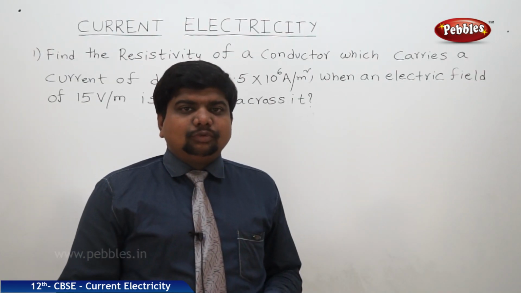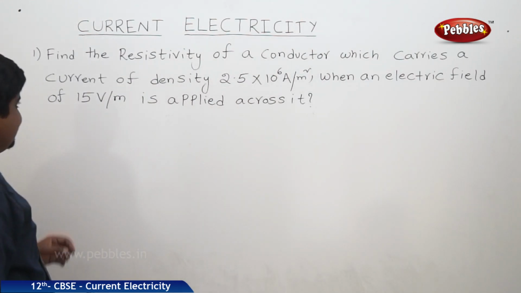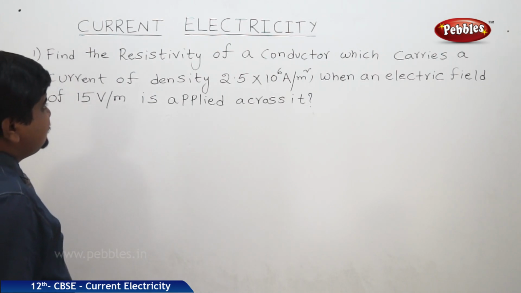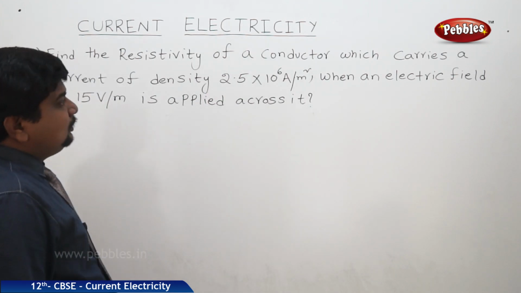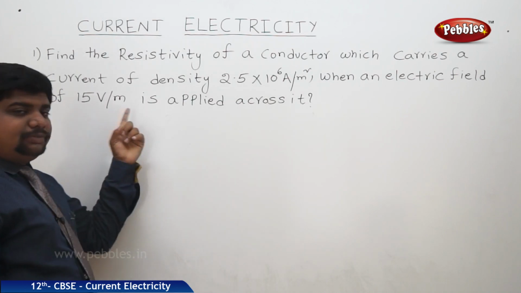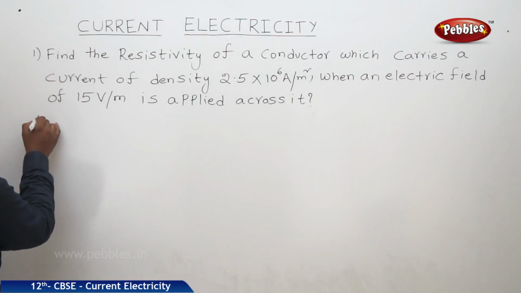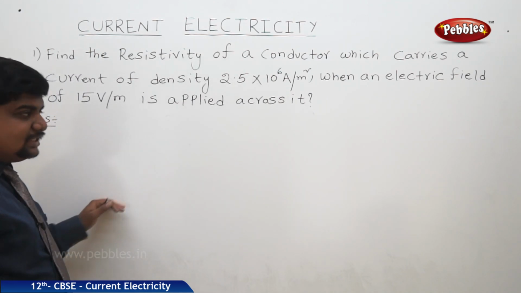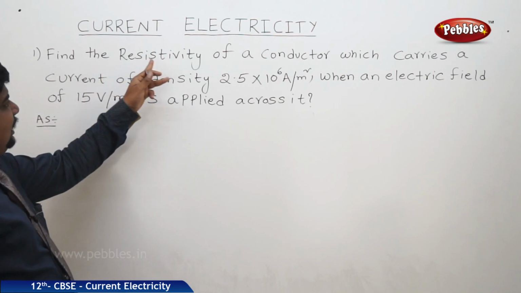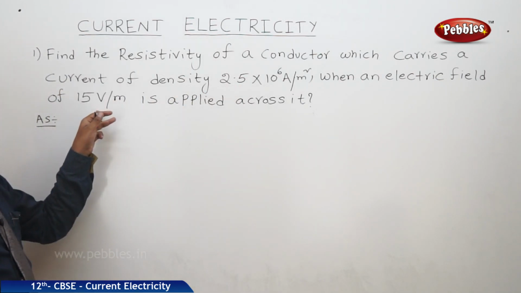Now we will see one problem which relates to the current density and resistivity. The content of the problem is like this. Find the resistivity of a conductor which carries a current of density 2.5 into 10 to the power of 6 ampere per meter square when an electric field of 15 volts per meter is applied across it. Here, if you want to solve this problem, the first step is to write down what physical quantities are given in the problem. We should find out the resistivity which relates to the current density and electric field.